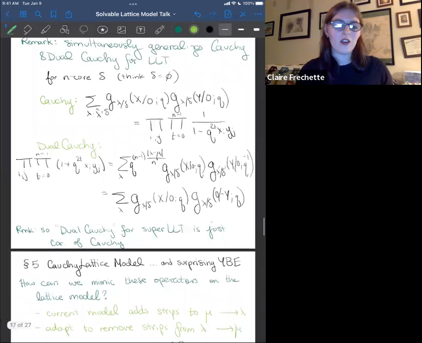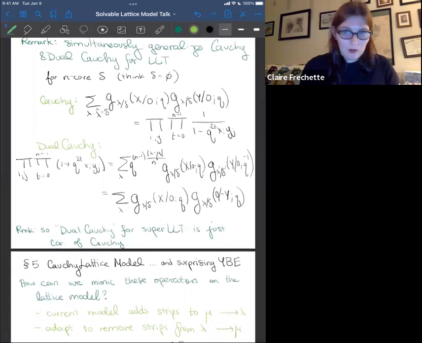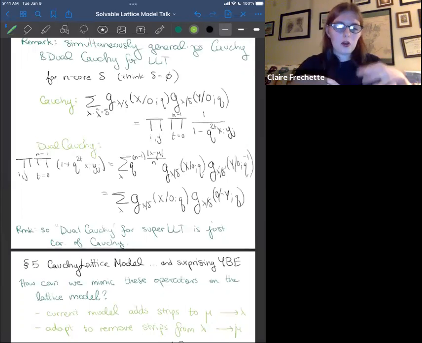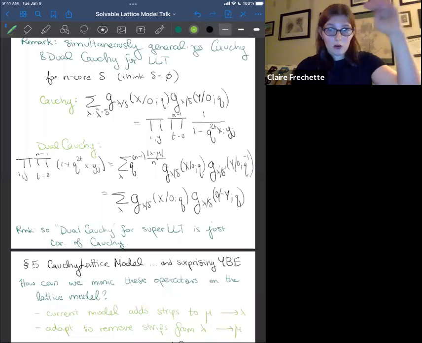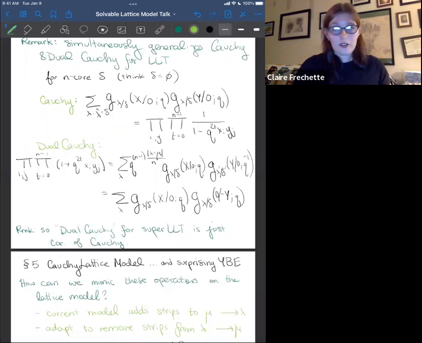So this is our final section for the day. Earlier on, we were able to take an identity proof via operators and make a lattice model inspired by it. What happens if I take the same sorts of ideas from my operator proof of the Cauchy identity and mimic these on the lattice model? My original model adds strips from mu to get to lambda. There's a full second set of operators that remove strips. It should be analogous to make a model that also corresponds to removing those strips.